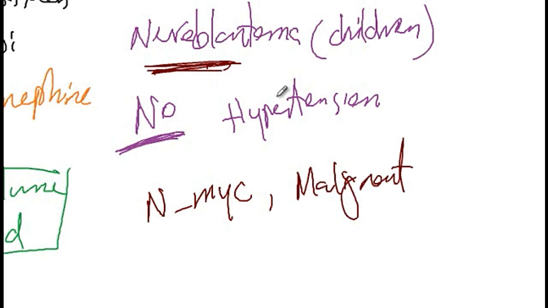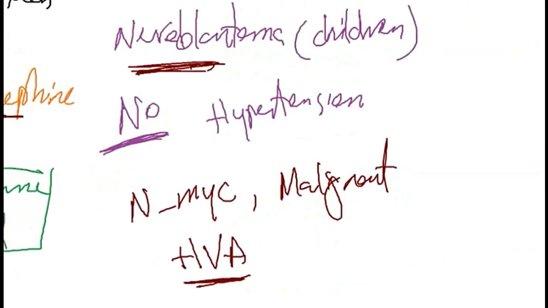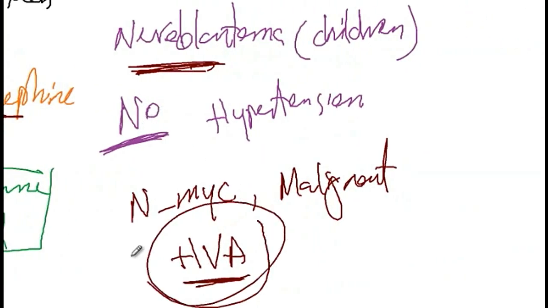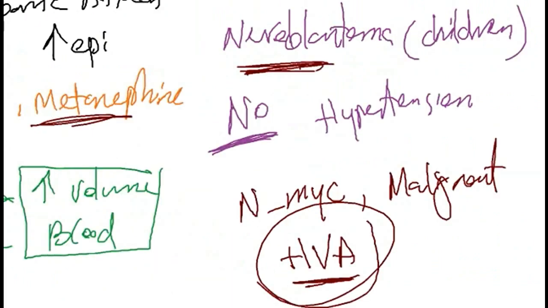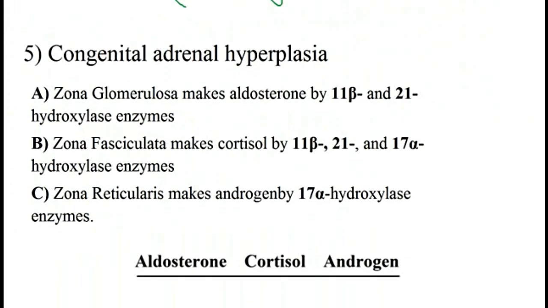And then you can detect neuroblastoma by detecting homovanillic acid as a breakdown product of dopamine. So for pheochromocytoma, we were detecting VMA and metanephrine, while with neuroblastoma, we are detecting HVA or homovanillic acid in these patients. Next, I would like to go over congenital adrenal hyperplasia, and that's the last topic that I will discuss for this video.